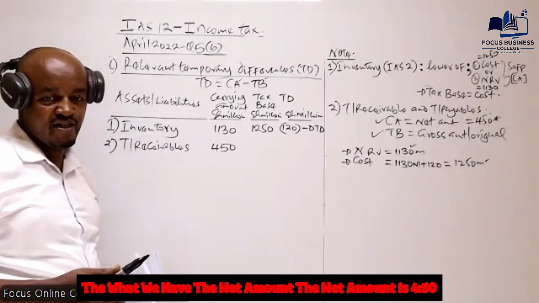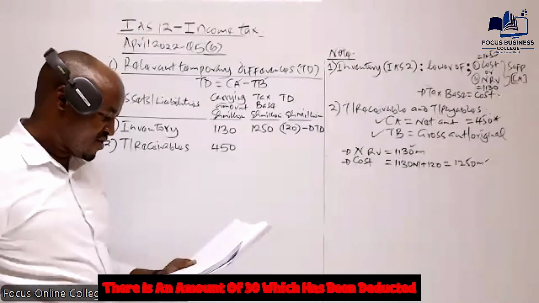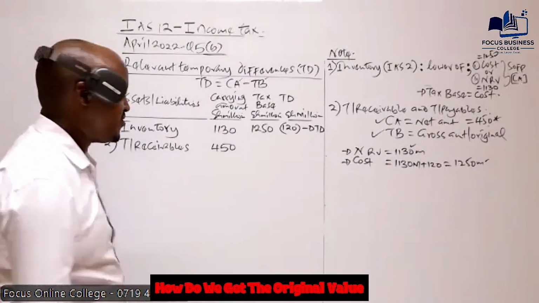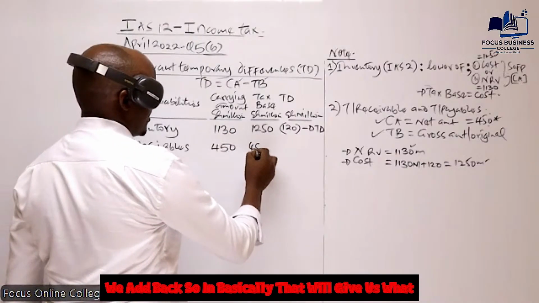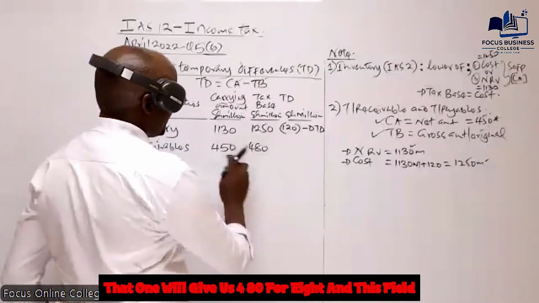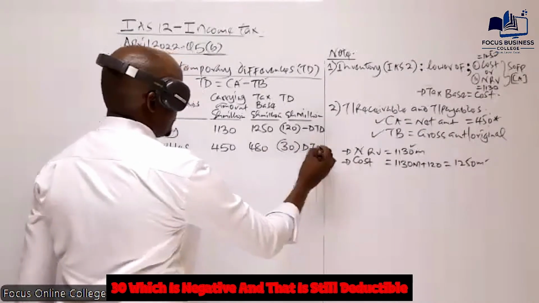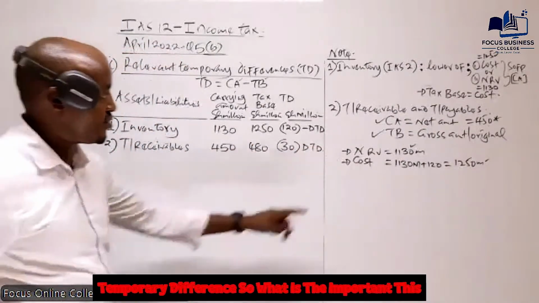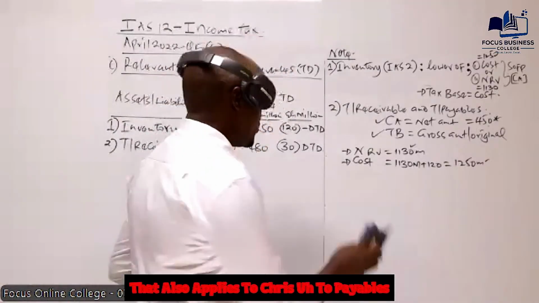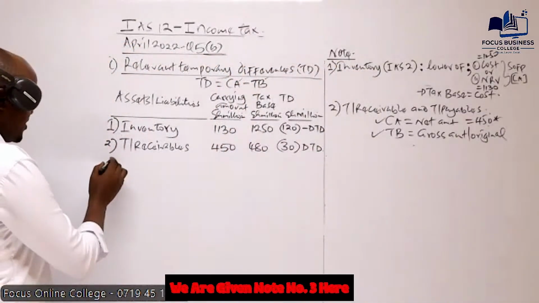The net amount is 450. We know that in arriving at that 450, there is an amount of 30 which has been deducted. How do we get the original value? We add back. That will give us 480. We get the difference, which is 30, negative, and that is still a deductible temporary difference. So what is important? This. I've said that also applies to payables. Then note number 3, we are given note number 3 here.